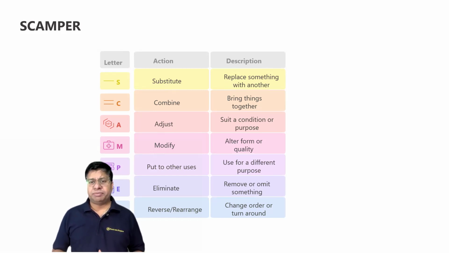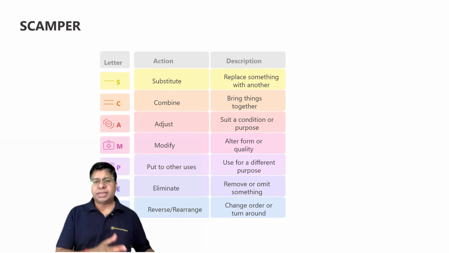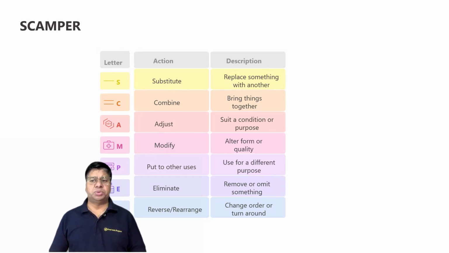C represents combine. What if you bring two things together? Could two features be merged to add more value? Imagine combining a calendar with a task manager. Now you have a full productivity suite.